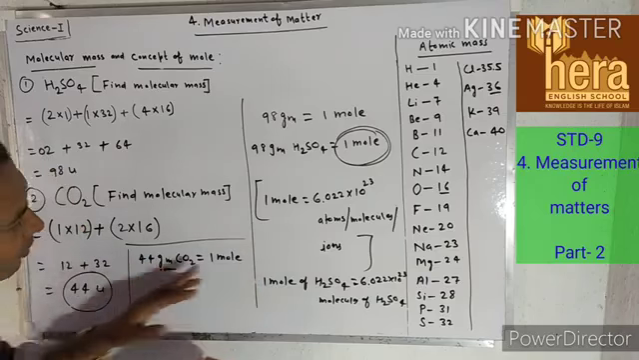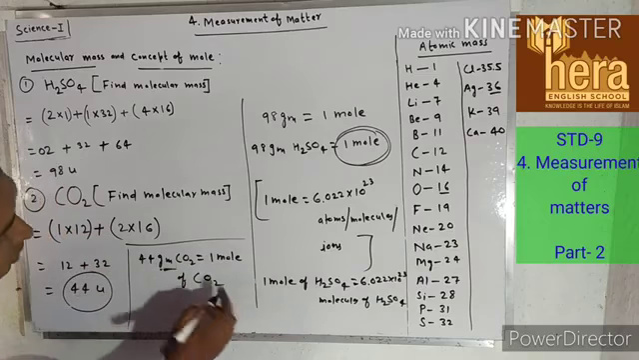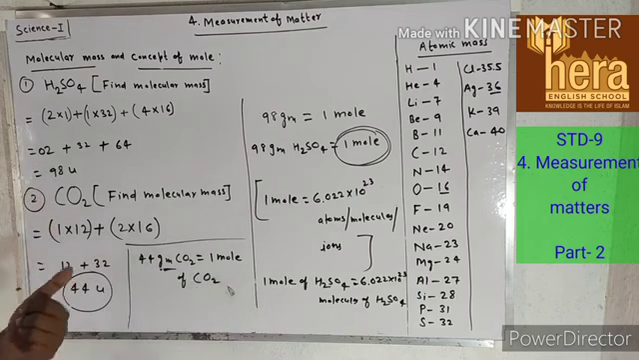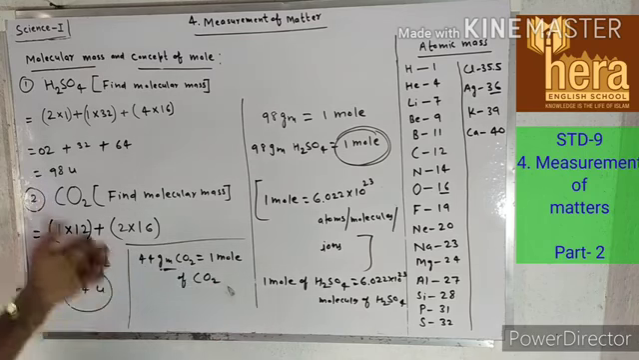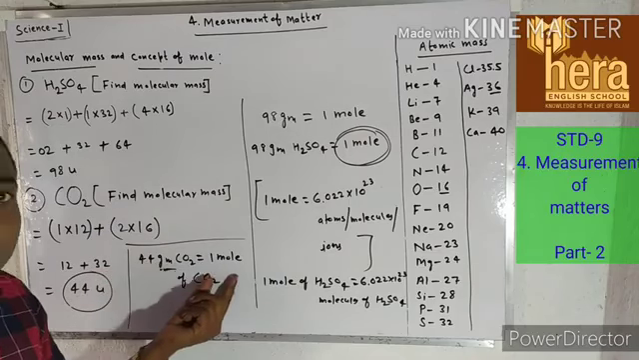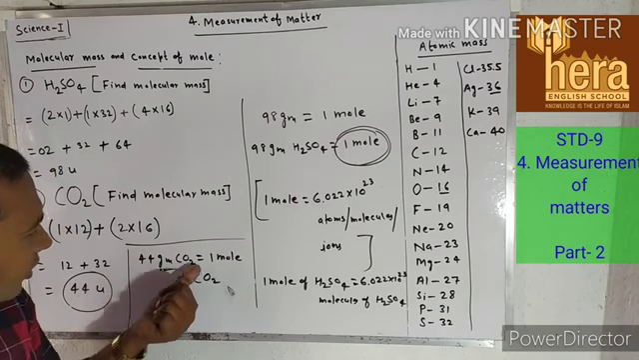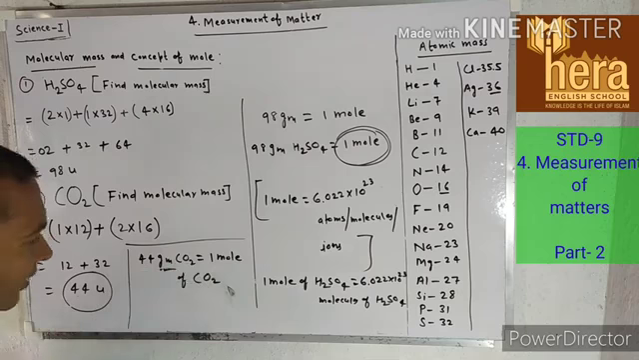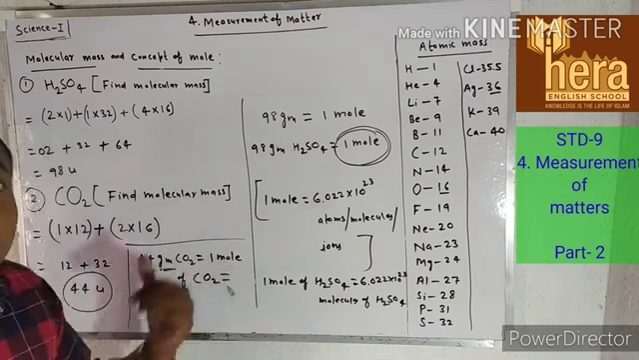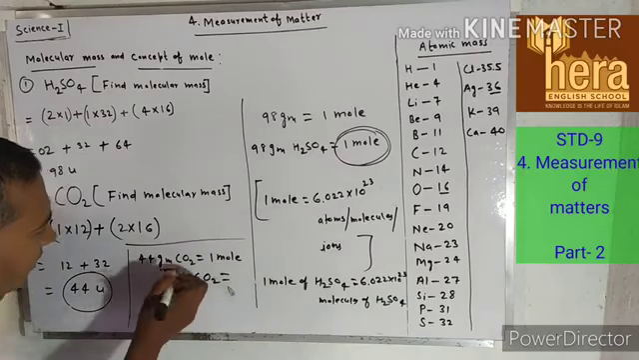1 mole of CO2. This is a very, very important concept. If you represent molecular mass in gram, then that will be equal to how much? 1 mole. It means 44 gram CO2 is equal to 1 mole of CO2. And we know that 1 mole is equal to how much? All three are equal.